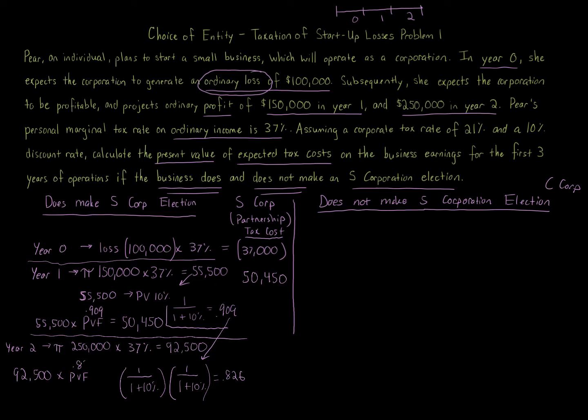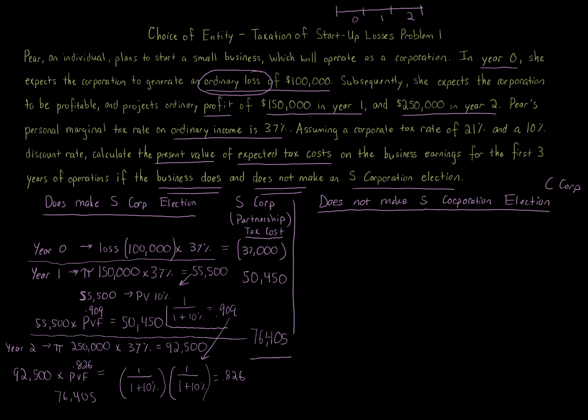So 0.826, if we take 92,500 times 0.826, we get $76,405. Now we've got our total tax cost for all 3 years. We just need to sum up the numbers. So year 0 is $37,000 of savings, and then year 1 we have $50,450 of tax costs, and then $76,405 is tax costs in year 2.